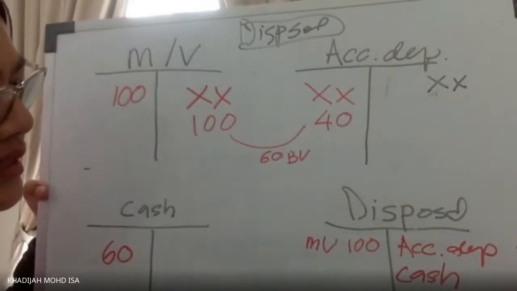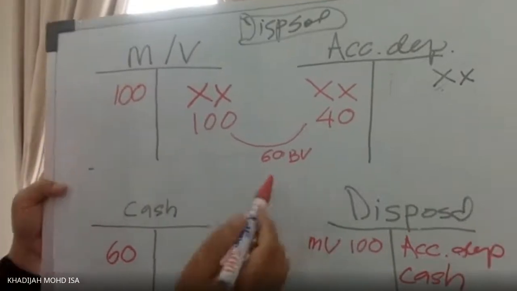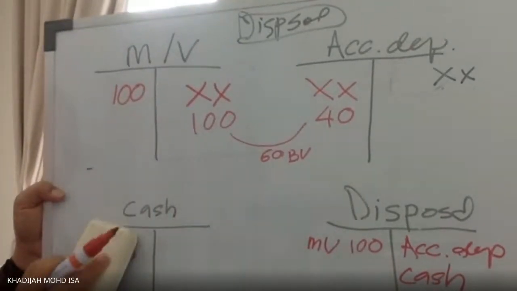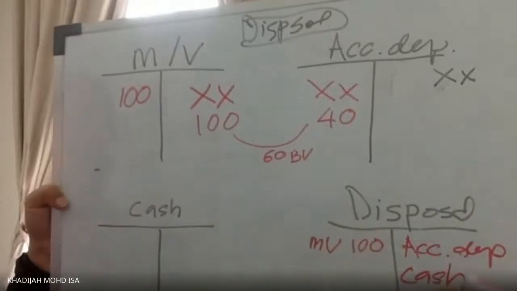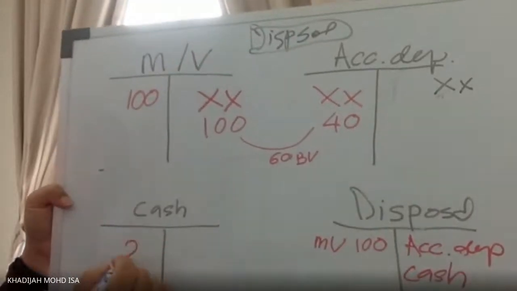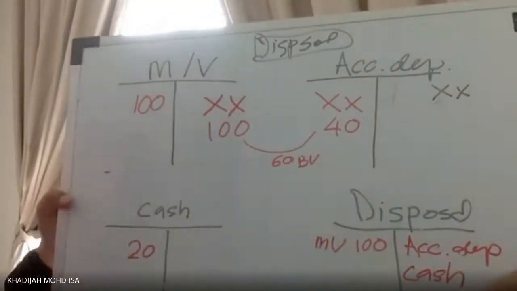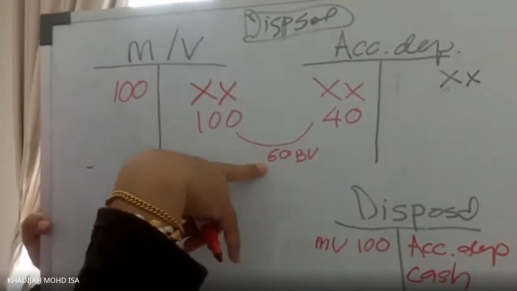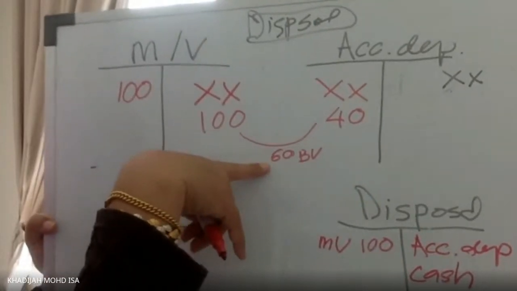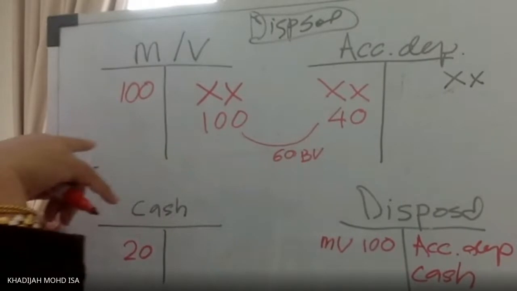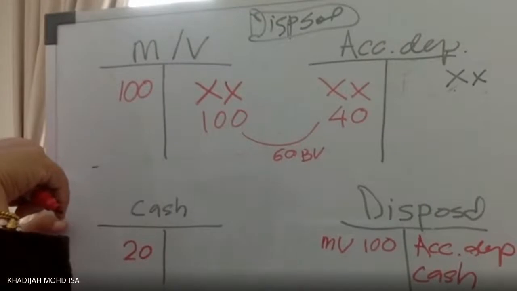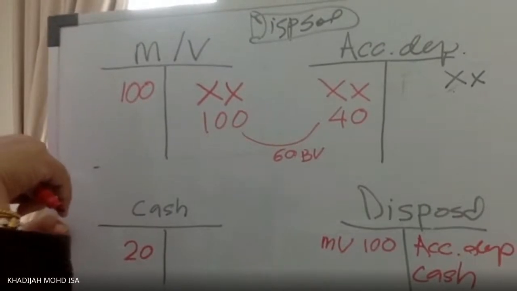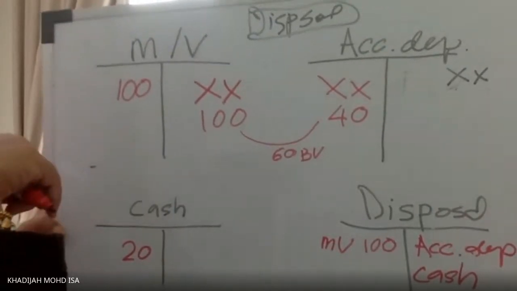If I say that I sell for 60, cannot, there will be no gain, no loss. Let's make it 20. I can sell the motor vehicle for 20,000 only. The book value is 60,000. Do you think that I'm making a gain or loss? Loss. It's a loss, because the book value is 60, but I can only sell the motor vehicle for 20,000. So I'm making a loss of 40,000.